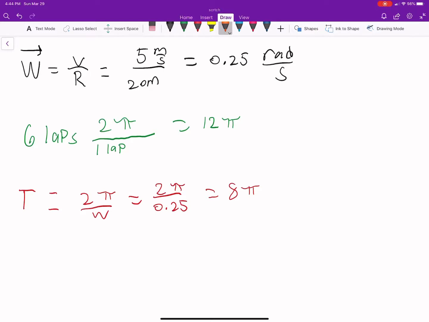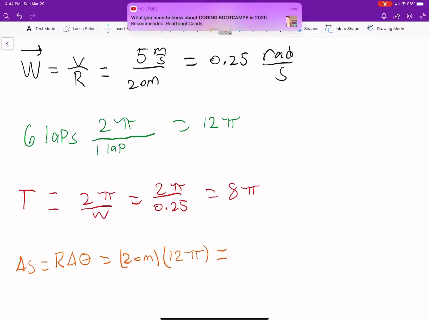Going orange, I guess. If we want to find the distance traveled, we'll call that delta S. That's just your radius times your change in theta. Well, your radius, we said, is 20. And then what is the angle? Well, 12 pi. So that ends up being 240 pi.